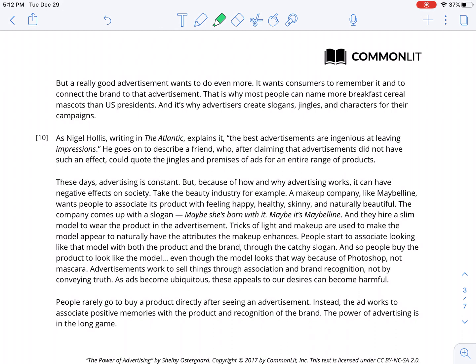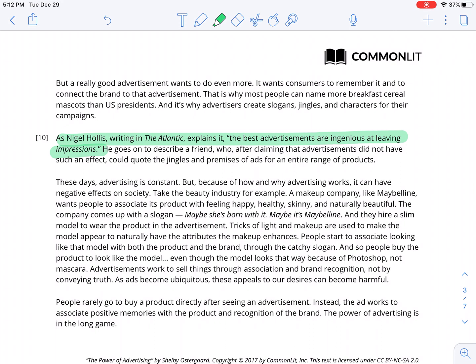As Nigel Hollis, writing in The Atlantic, explains it, the best advertisements are ingenious at leaving impressions. He goes on to describe a friend who, after claiming that advertisements did not have such an effect, could quote jingles and premises of ads for an entire range of products. These days, advertising is constant, but because of how and why advertising works, it can have negative effects on society.